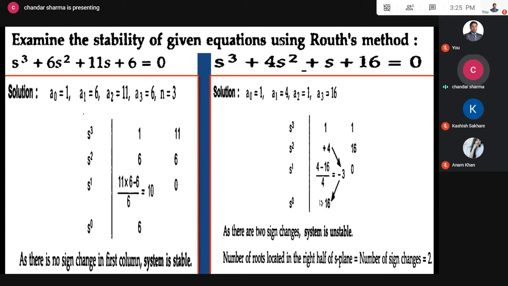The number of roots in the right half of the S plane is equal to the number of sign changes. So the number of sign changes is 2. The number of roots located in the right half of the S plane is equal to 2. That's why it is called a necessary but not sufficient condition.